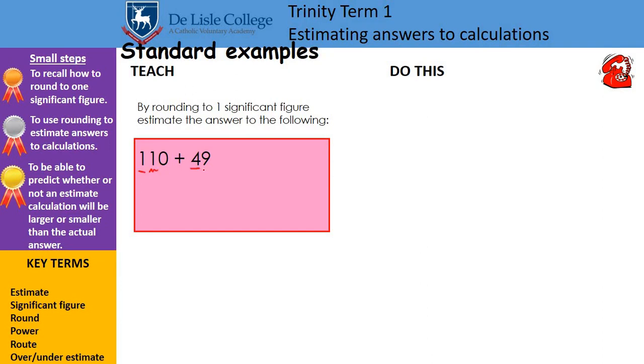That's our first significant figure, and the 9 is in charge if it changes. So 110, you'd round to one significant figure as 100, and 49 to one significant figure would be 50. So you get an estimate answer of 150.